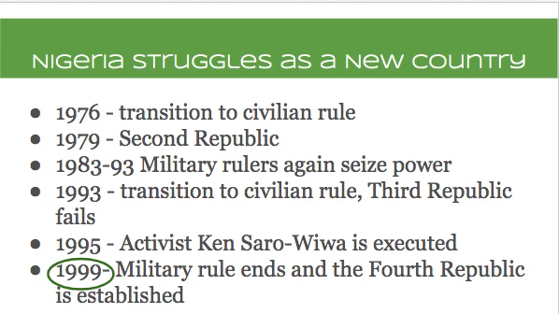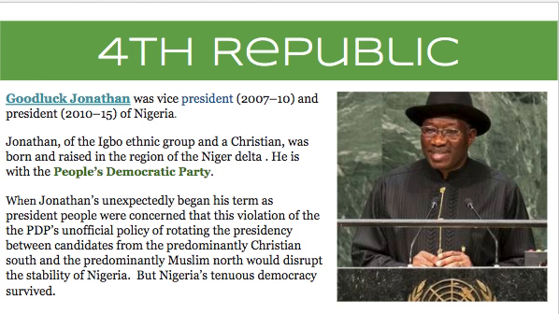When looking at the Fourth Republic, I think there's two important elections to be able to look at. The first was that Goodluck Jonathan was vice president from 2007 to 2010, but then during that administration, the president gets very ill, and so he becomes the acting president, and then he runs for president. Jonathan is a member of the Igbo ethnic group and a Christian, and he was born and raised in the region of the Niger Delta, which is in the south.